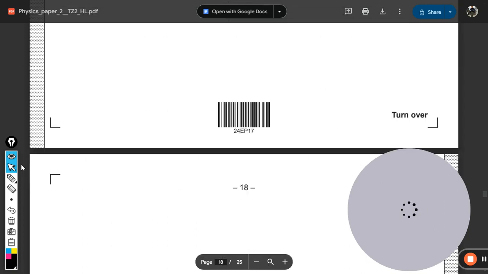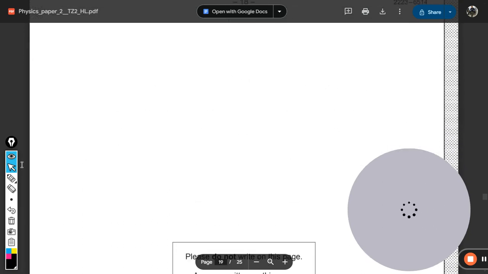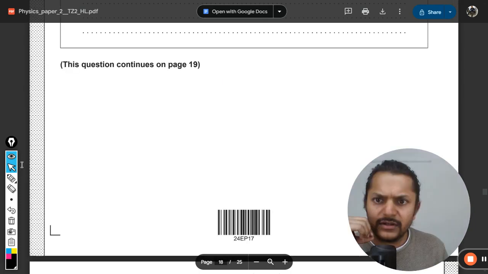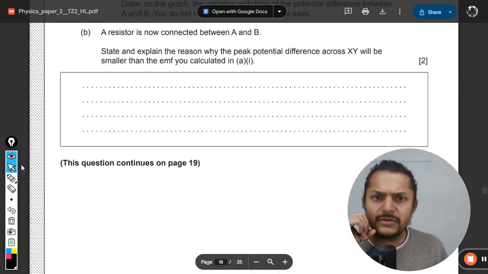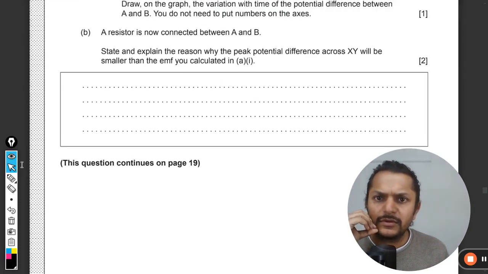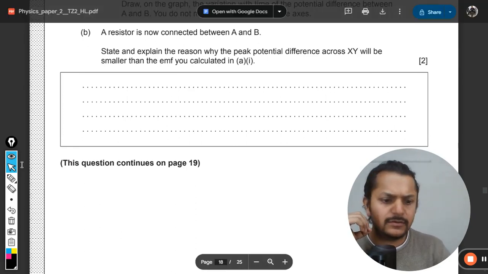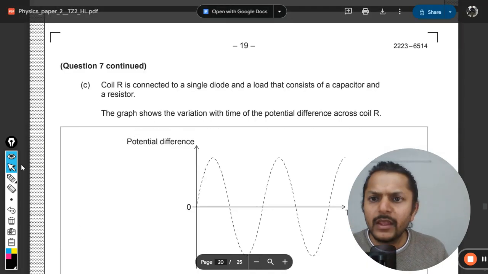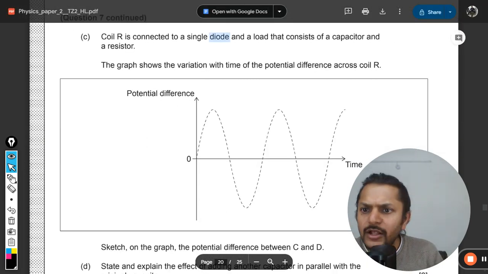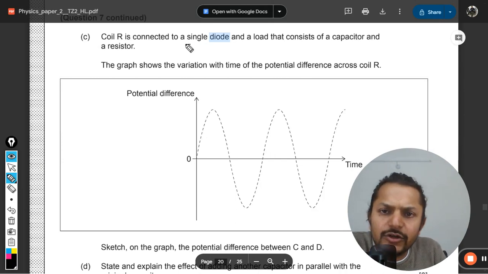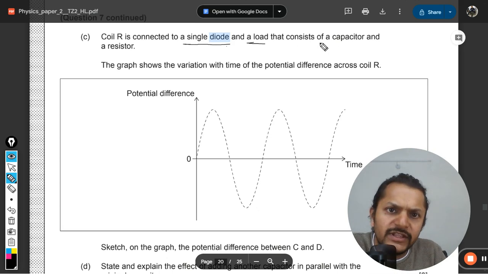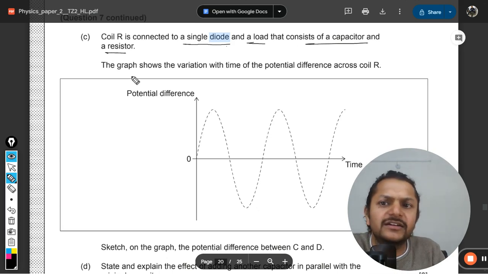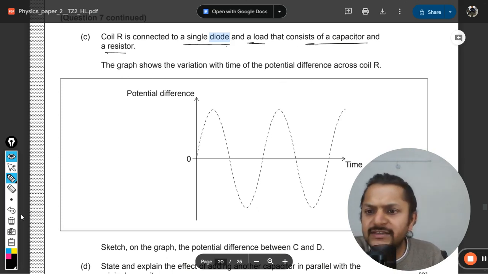Explain the potential. Yeah, this we have done. Let us go to C. Okay. Coil R is connected to a single diode and a load that consists of a capacitor and a resistor. The graph shows this thing.